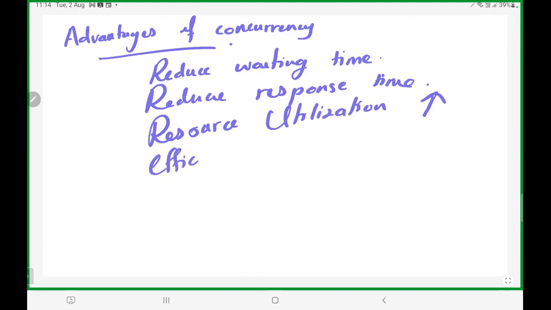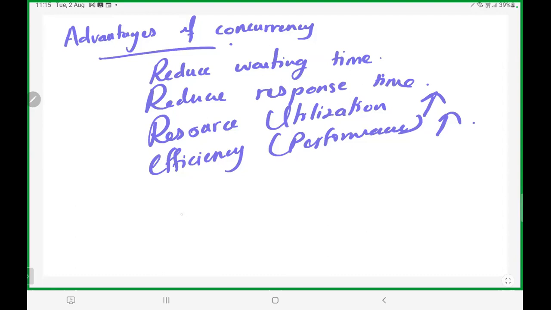Efficiency or performance will be high. We can reduce waiting time. We can reduce response time. We can use resources in a very efficient way. And the efficiency and performance of the system will be high. Those are the advantages of concurrency.